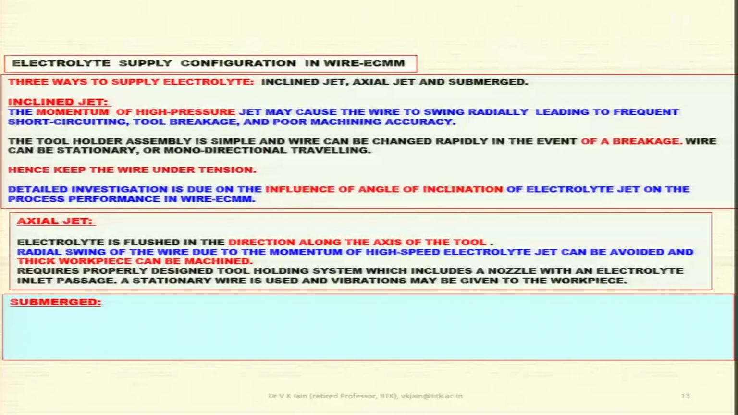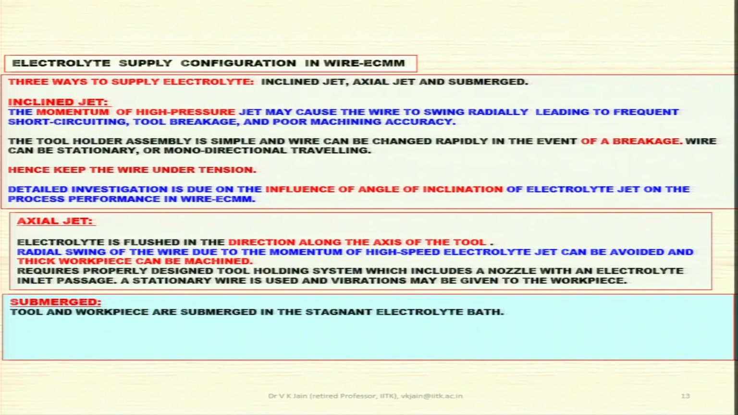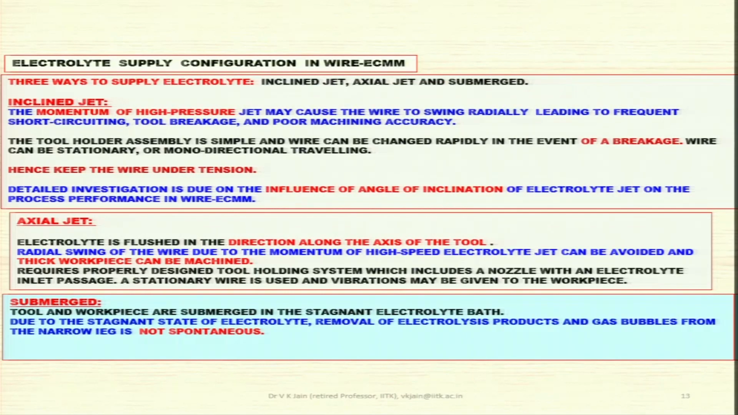Hence the wire strength remains the same and you can keep using it repeatedly. However, there are certain constraints which you will know later on. Submerged: tool and workpiece are submerged in the stagnant electrolyte bath. Here tool and workpiece are stationary, both are stationary.